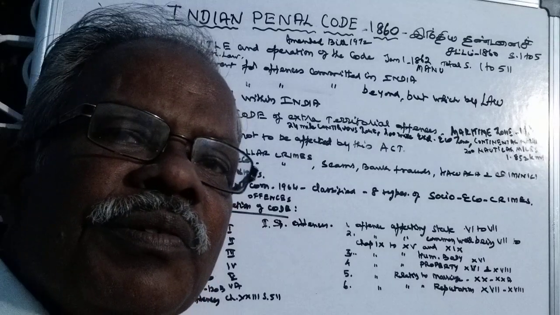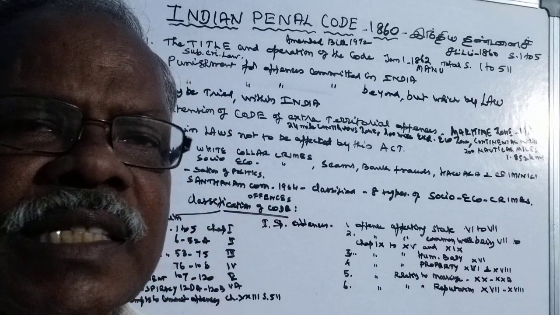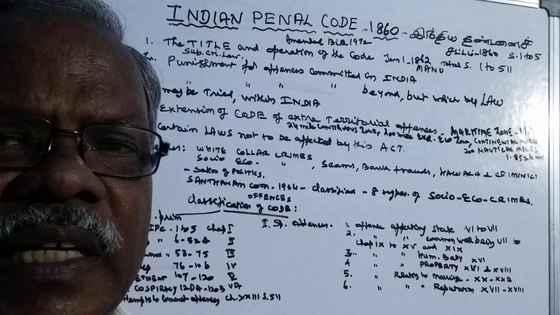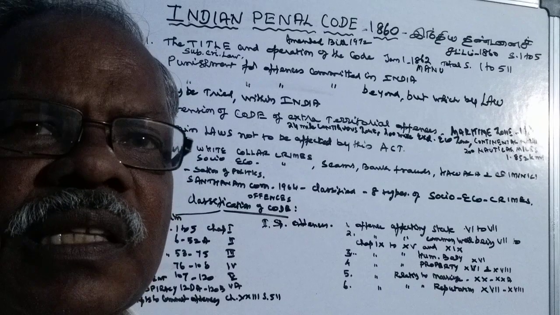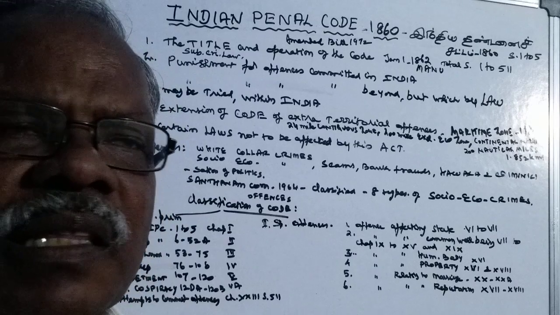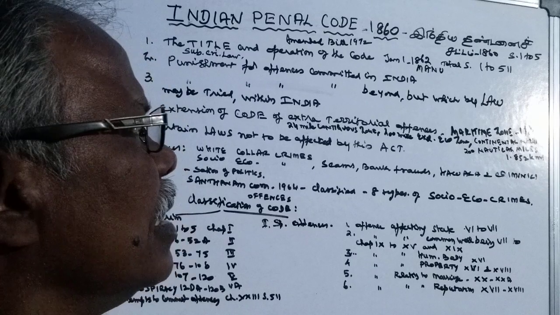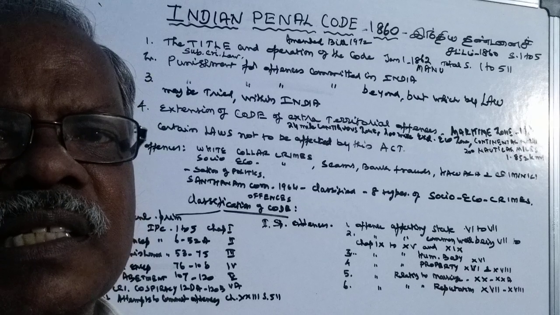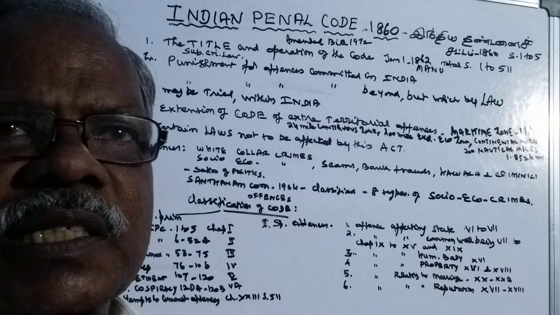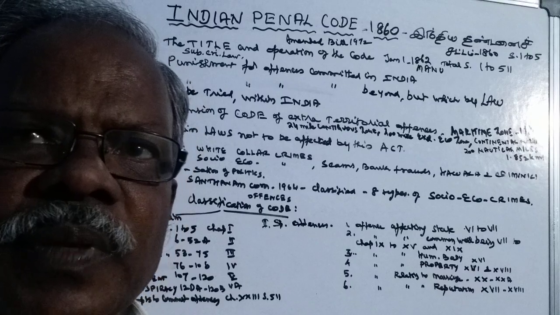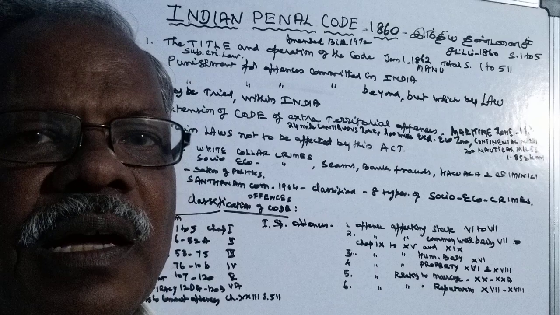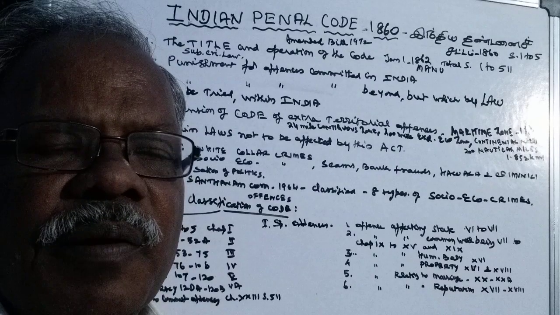Today in this video we are going to discuss the Indian Penal Code 1860. Actually, we are going to see 5 sections in this video, section 1 to section 5. Actually, the law is divided into substantive law and procedural law.